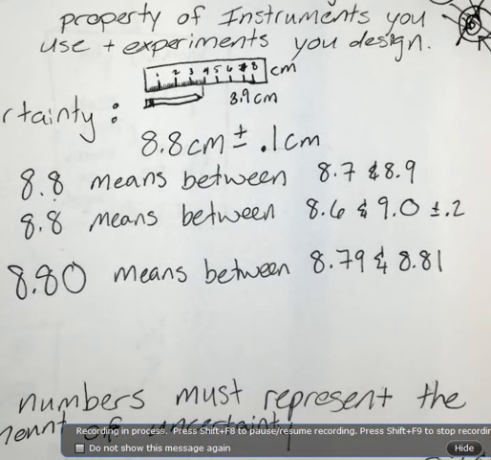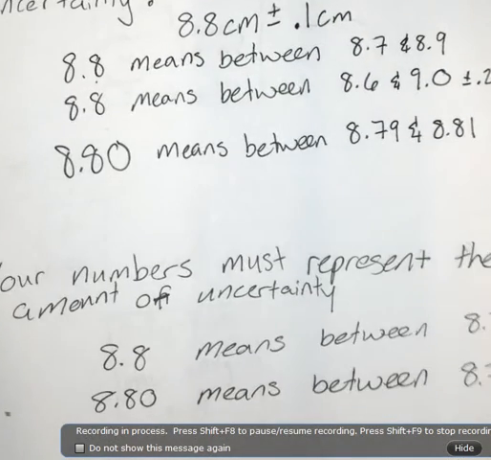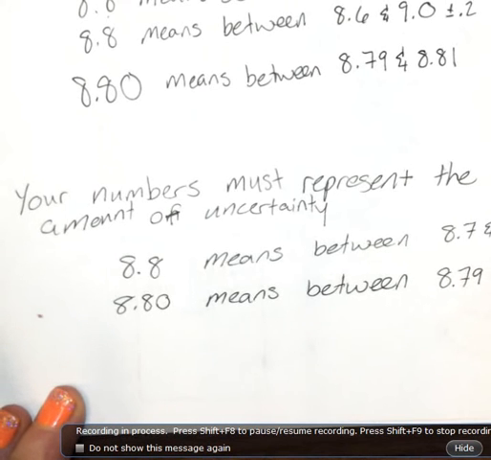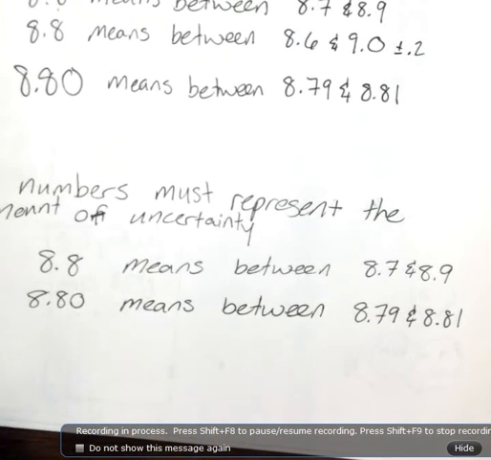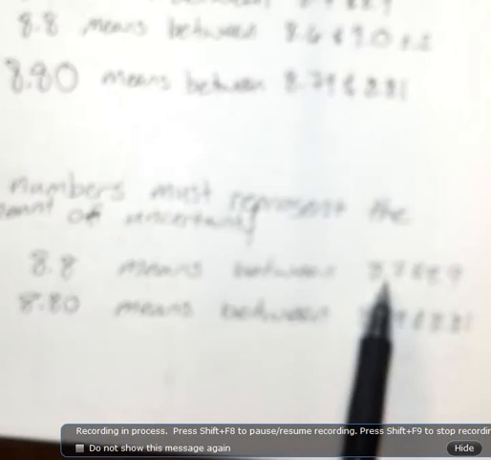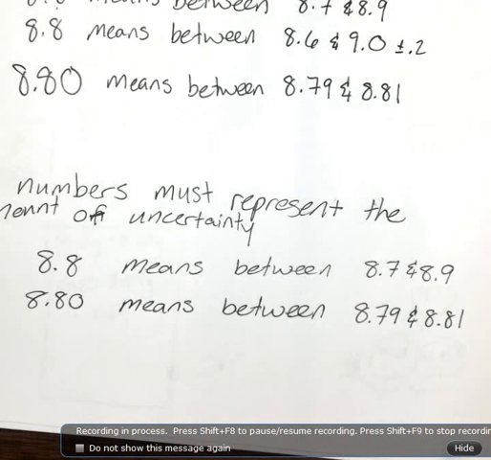More or less, anytime you're recording numbers, anytime you're recording data, we need to make sure of this primary principle: your numbers must represent the amount of uncertainty in the measurements that you took. So 8.8 means between 8.7 and 8.9. 8.80 is going to mean between 8.79 and 8.81. Here's where you have to be the judge. You have to determine, based on the tools that you used to make that measurement, which of these is more appropriate. Can you only predict that it's somewhere between 8.7 and 8.9? Or is your measurement device accurate enough that you know for sure that it's not going to be smaller than 8.79 and it's not going to be larger than 8.81?